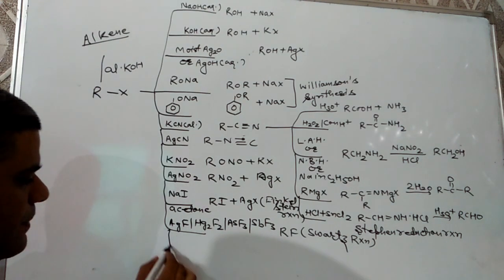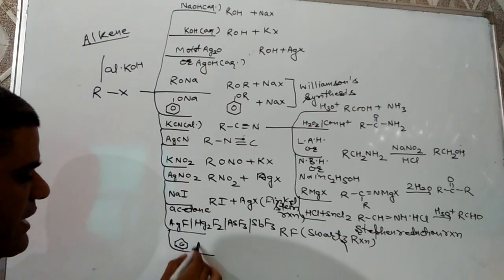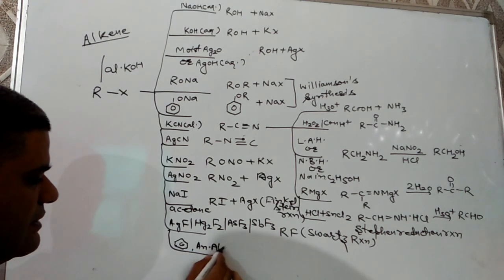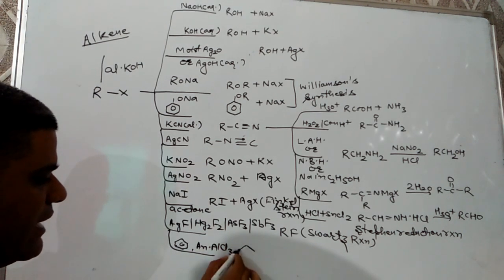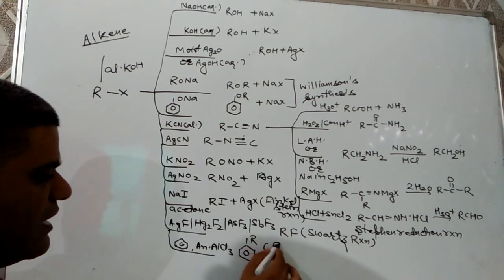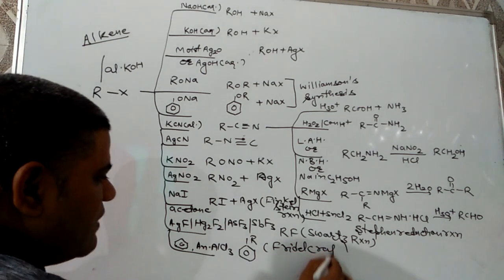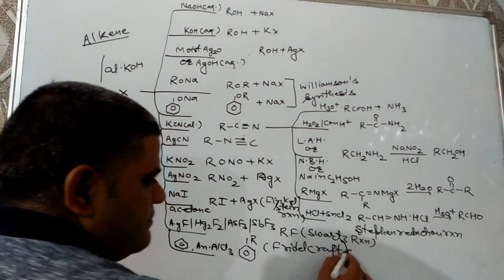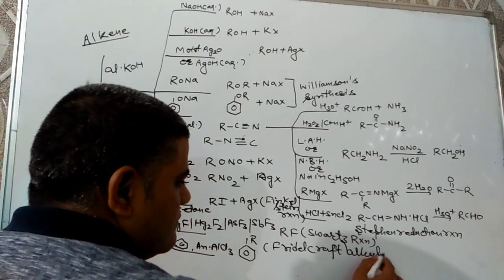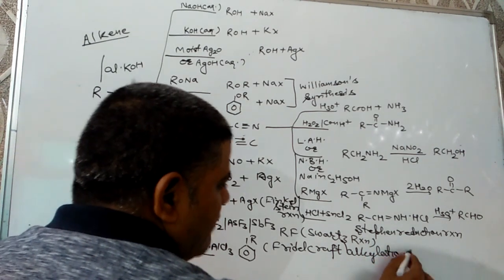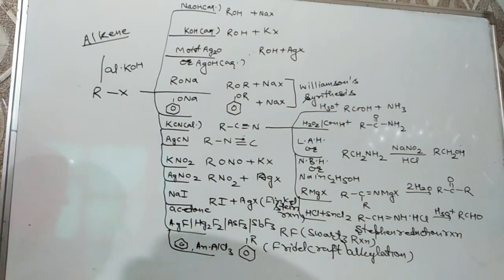Next, if benzene is added to it in presence of anhydrous AlCl3, then we will get a higher hydrocarbon, and the reaction is known as Friedel-Crafts alkylation. I will explain one by one. First, I am making the table.